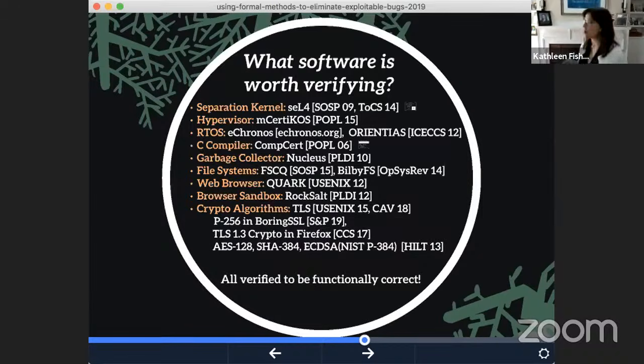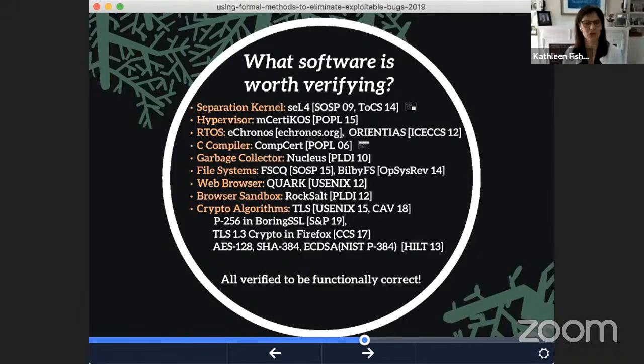So if you start to think about what are the exquisite artifacts that, if you could just have verified high performing versions of those systems, we could leverage those to build much more secure systems, the things that come to mind are things like separation kernels, hypervisors, real-time operating systems, compilers, garbage collectors, file systems, web browsers, sandboxes, and cryptography primitives. And the really great news is that in all of those categories, there are already systems that have been verified to be fully functionally correct.